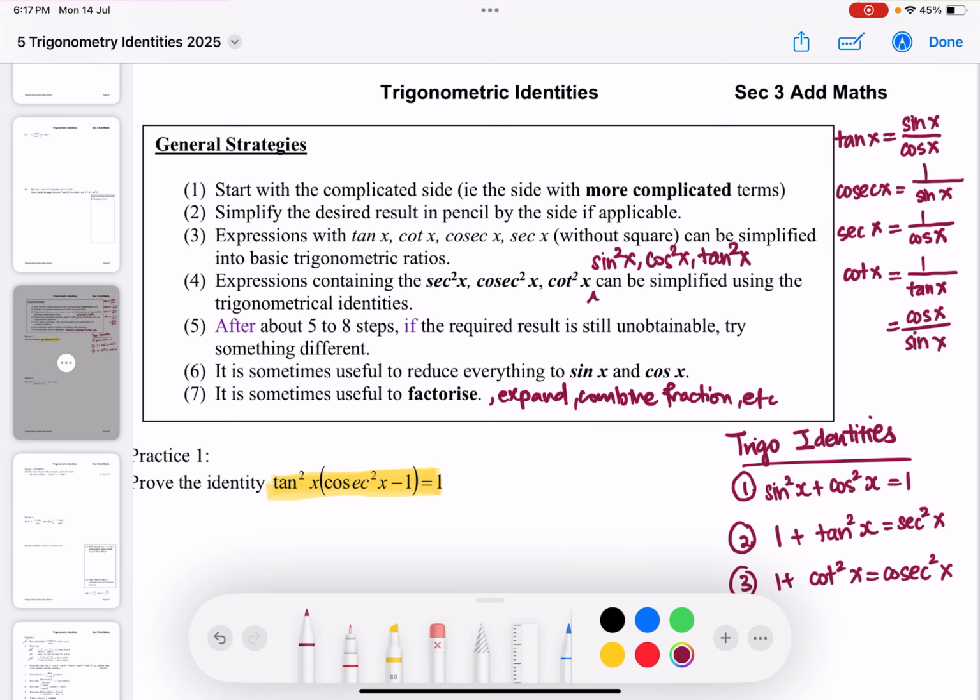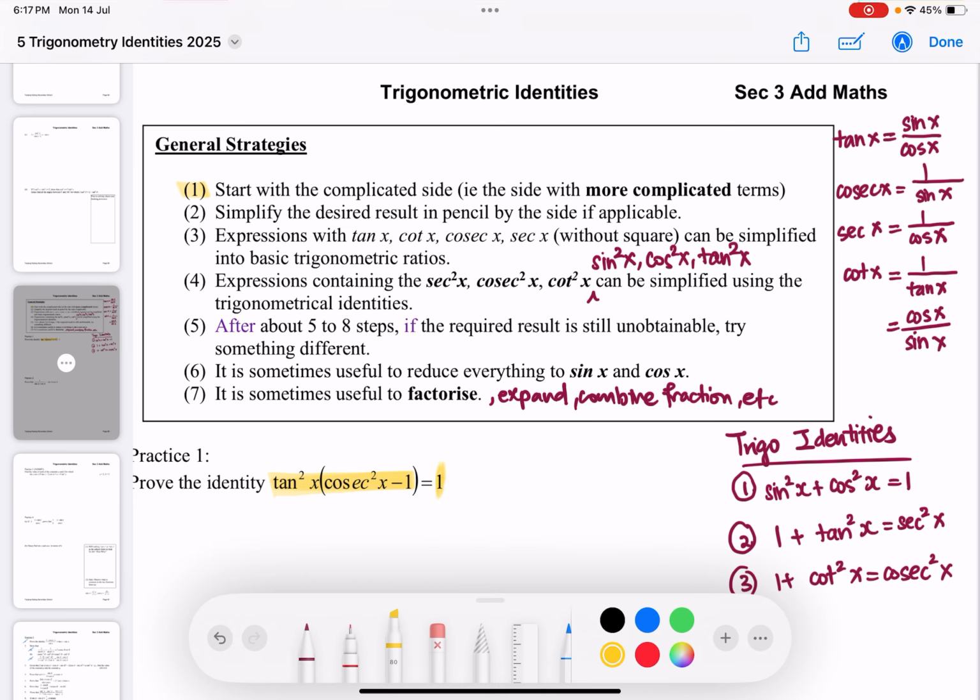On page 86, you will see these general strategies that you can use. The first strategy is to start with the more complicated side. If you look at practice 1, you can see that the left-hand side is definitely a lot more complicated, so I'll choose to start with this. Why do we start with the more complicated side? Because it's easier to simplify things rather than to complicate things a bit more.